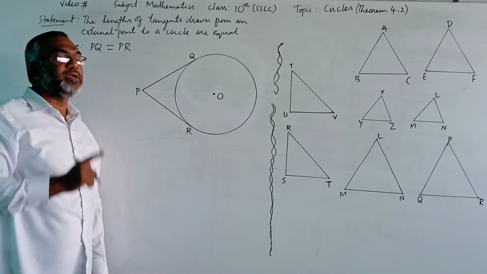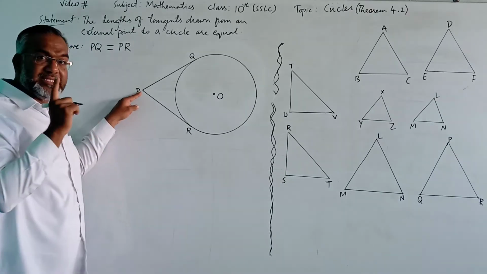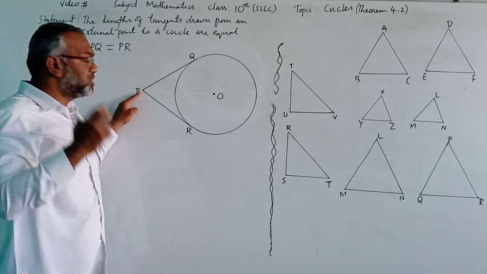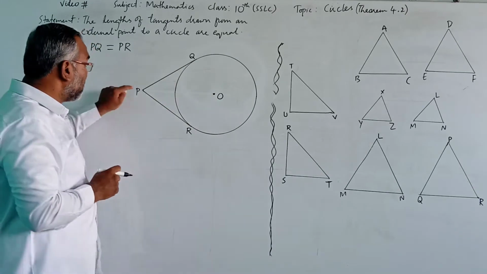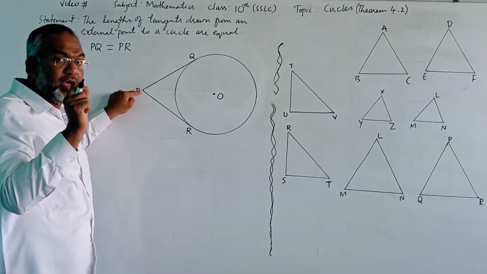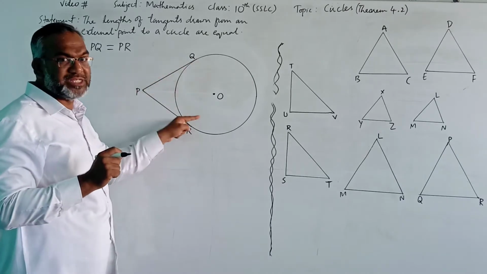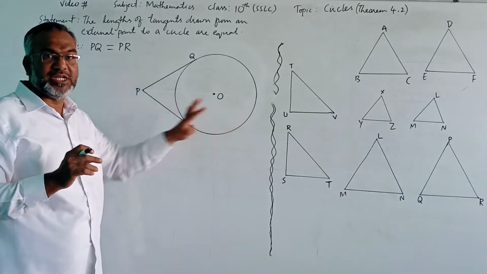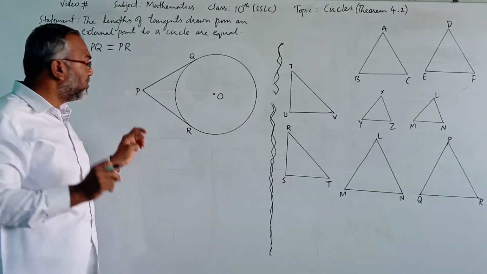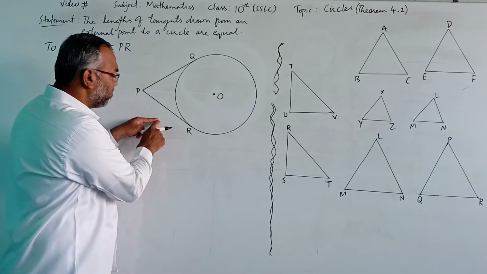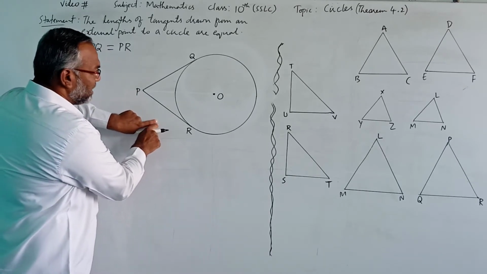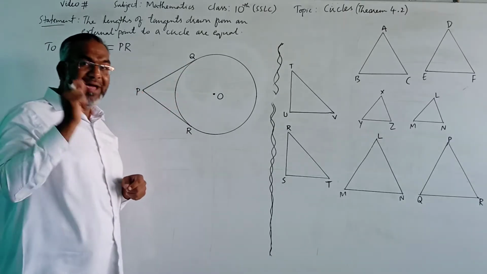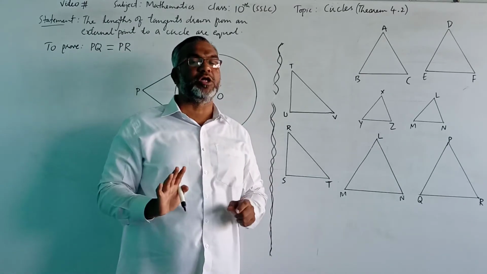And remember one important thing, that from an external point only two tangents can be drawn to a circle. From this point P, we can draw only two tangents to the circle. From this point, we cannot draw another tangent to this circle. Only two are possible. If you want to draw more, you have to take another point. From that point, imagine if I take a point here, I can draw two more. So from an external point, at most, a maximum of two tangents can be drawn to a circle.